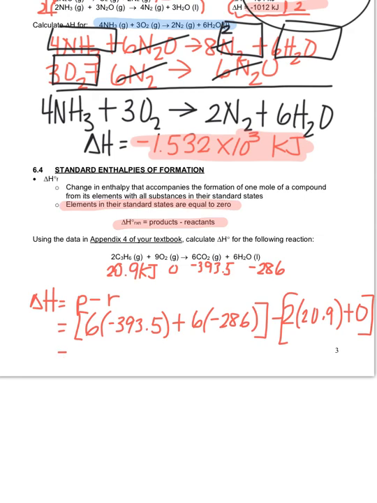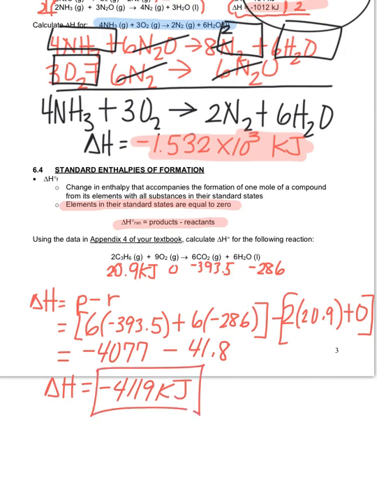All right, so finish out the math. Do your math very carefully. This side should end up being negative 4,077. And then this other side over here ends up being 41.8. So products minus reactants, and in the end, your delta H value should be negative 4,119 kilojoules. Make sure you double check my math to make sure I did it correctly.